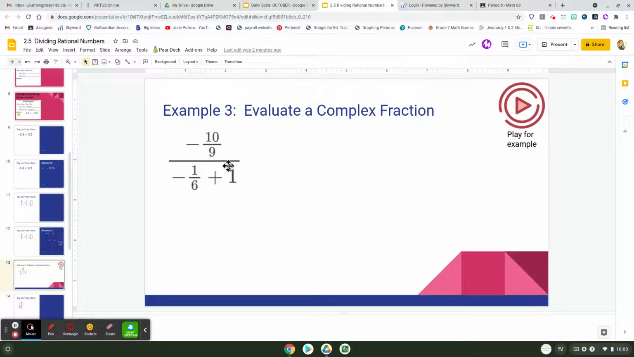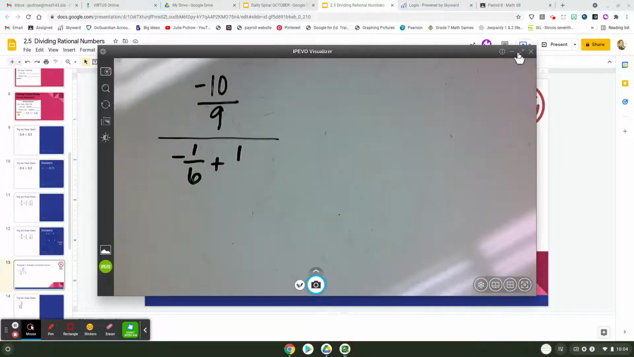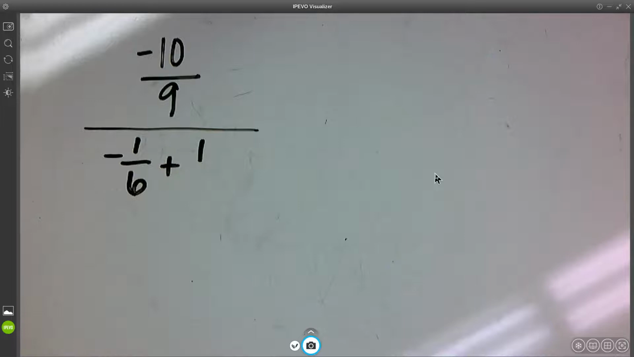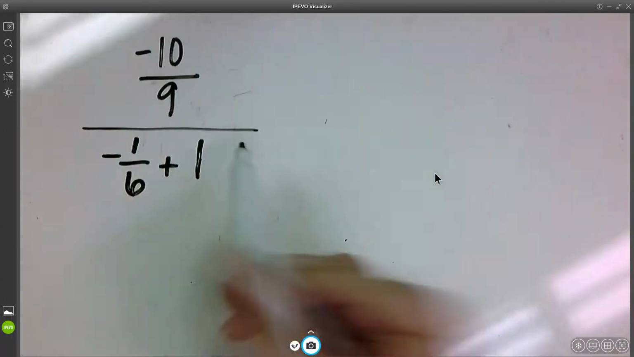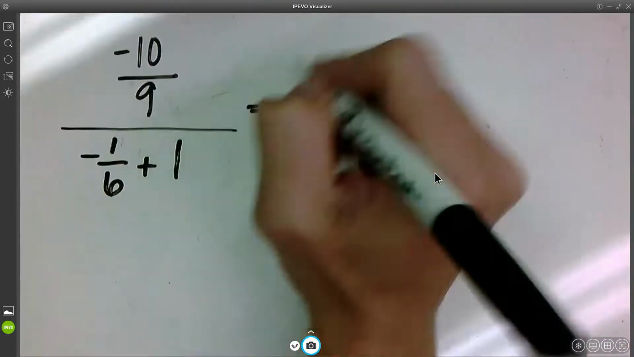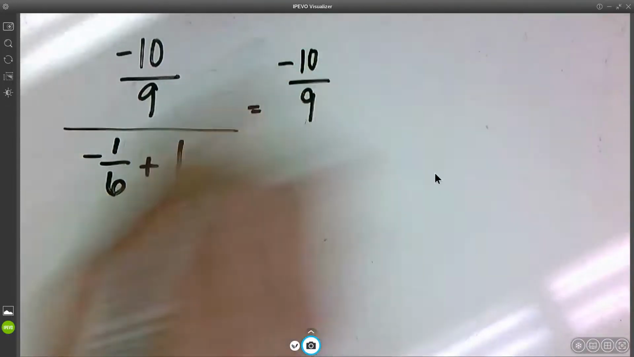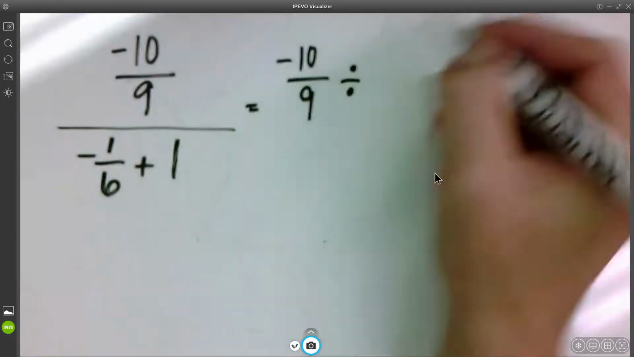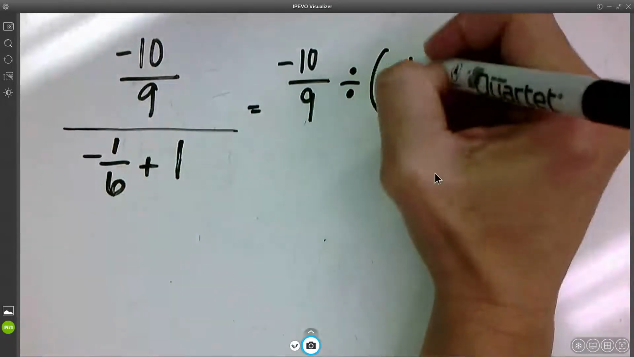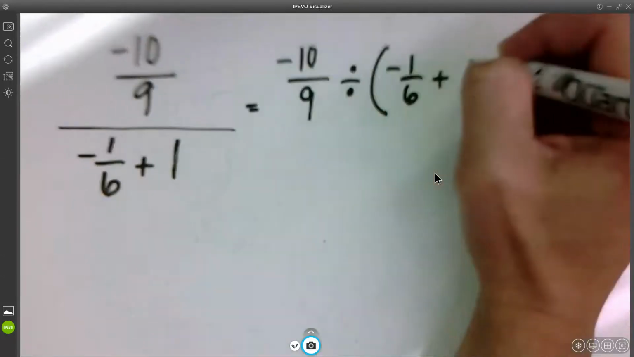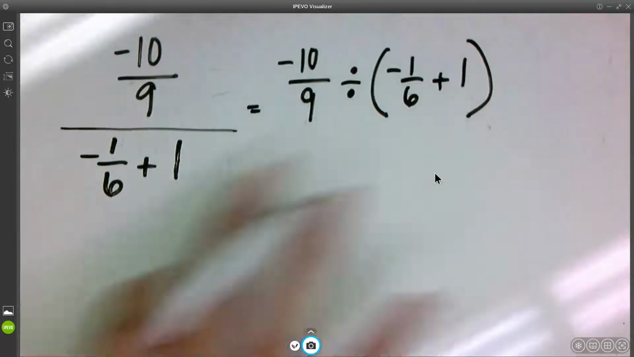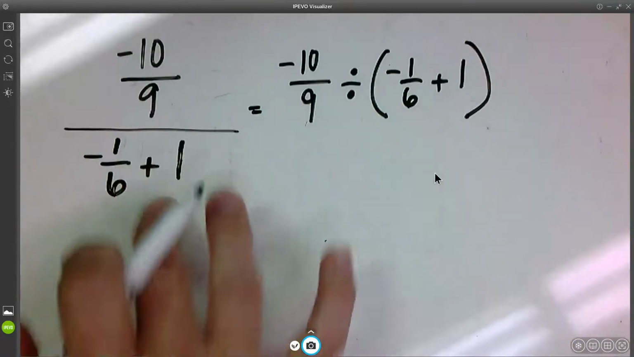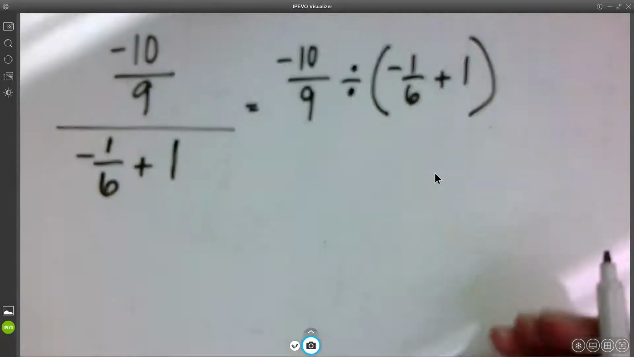So really, I can rewrite this problem if I want to. And I'm going to go ahead and click over to my camera, pull it all up here. And I could rewrite this problem with parentheses instead of this fraction bar like this: negative 10 over 9 divided by, all of negative 1 over 6 plus 1. And that tells me I have to take care of everything in the parentheses first, just like I would have to take care of all of this before I could divide. This is a little bit more manageable.